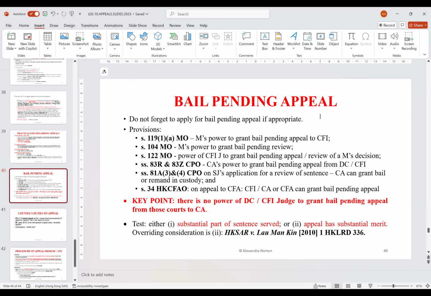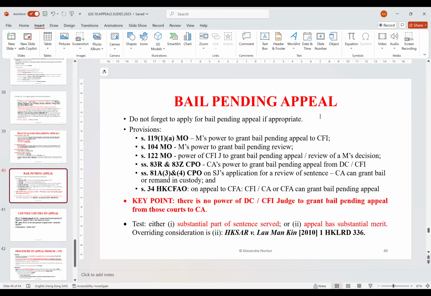It includes also maybe sometimes advising on if there's good grounds that he could lose time, because you've got no grounds of appeal, but that's rare. Okay. So if you are appealing a magistrate's court decision, the magistrate can grant bail pending appeal to the CFI. He can also grant bail pending a review, or if you're appealing to the CFI, then the judge in the CFI can grant bail pending appeal. Okay. So there are 2 options for an appeal from the MC. Either the magistrate can grant bail pending appeal or the CFI judge can.